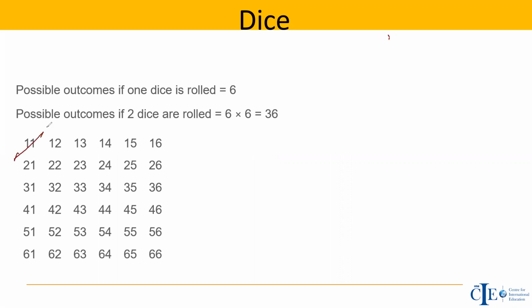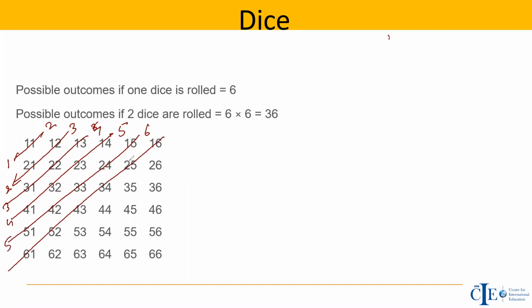So if you need the sum of two, that comes in only one way, 1 comma 1. This is a sum of three, which will come in two ways. Sum is 4, that comes in three ways. Sum is 5, comes in four ways. Sum is 6, comes in five ways. Sum is 7, comes in six ways.